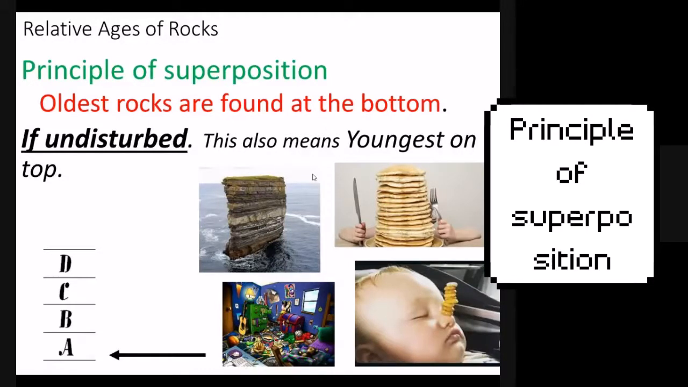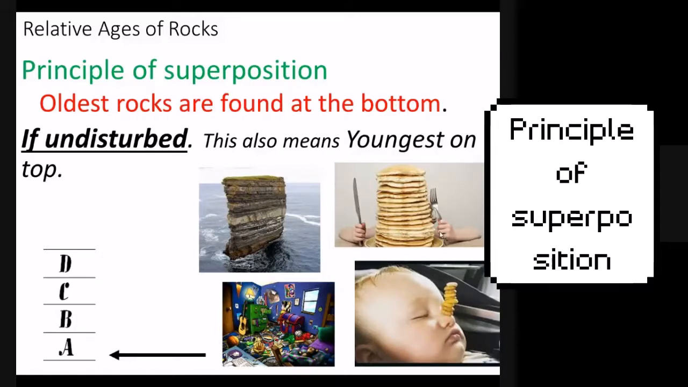The principle of superposition states that the oldest rocks will be found at the bottom, and going off of that, the youngest rocks should be found on the top of any stratigraphic sequence. However, that only holds true if the rocks are undisturbed, which we'll talk about a little bit later. So here we have quite a few layers of rocks, and going off the principle of superposition, this layer should be the oldest, then younger, younger, all the way to the youngest.